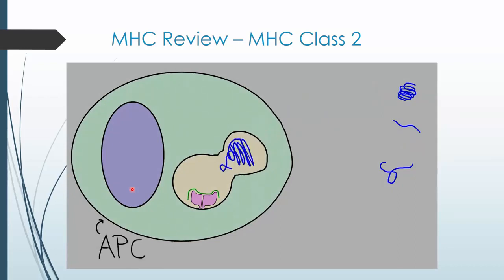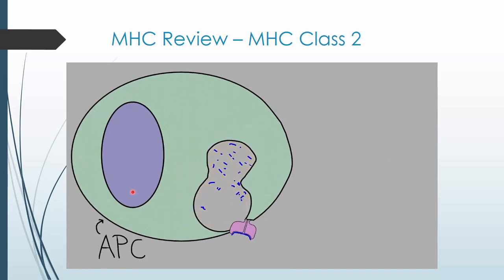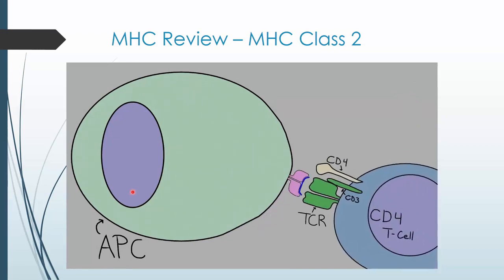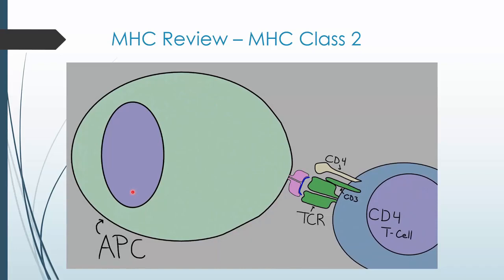That material will be exposed to the lysosome, and in the lysosome, that material will be broken down. If that material can bind to an MHC class 2, the MHC class 2 will then be exported to the cell surface, where it will now be monitored by CD4 T cells.